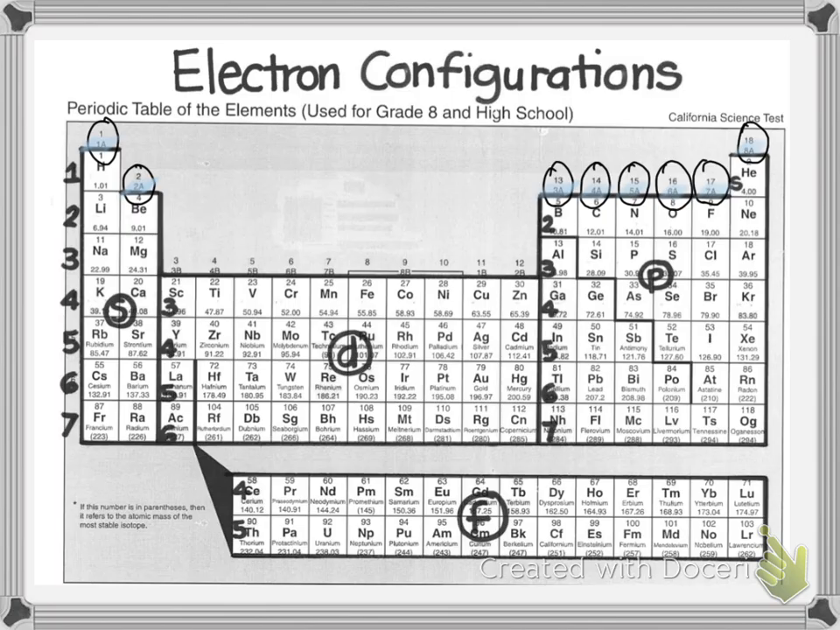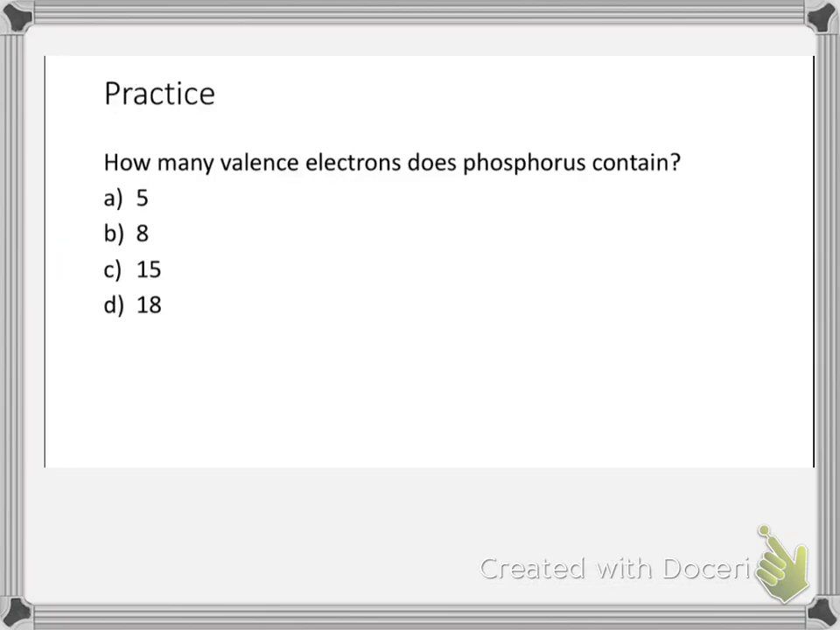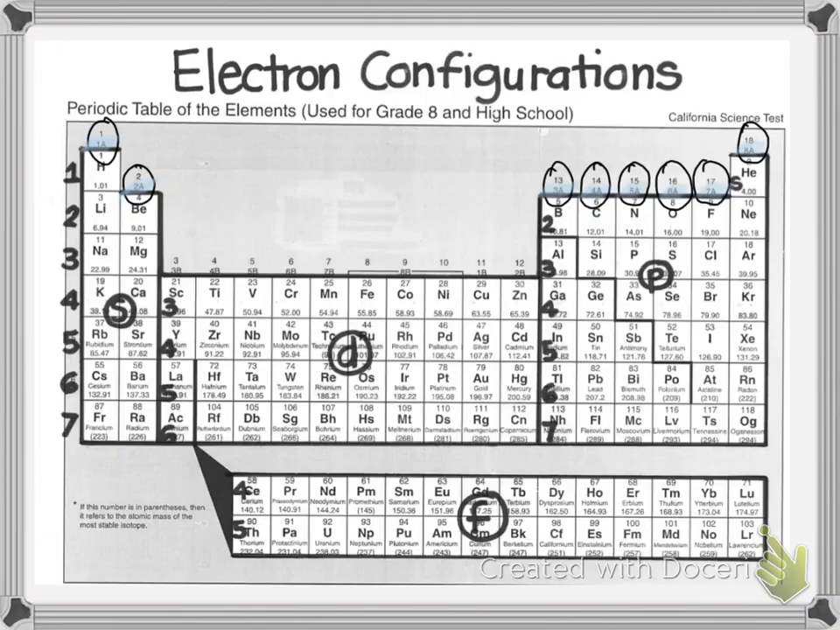So the question was, let me go back. How many valence electrons does phosphorus contain? Now, if you have a periodic table with what I just showed you, you can go and see if you can figure it out. I'll go ahead and answer it here. So I've got to find phosphorus. Okay, so phosphorus is right here.